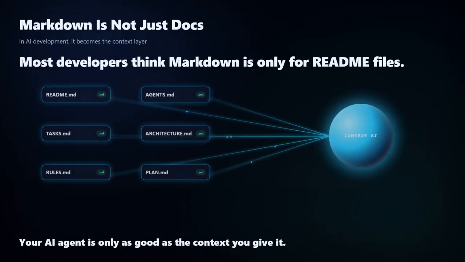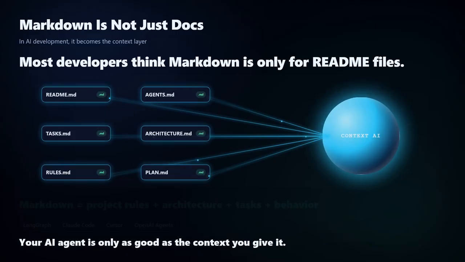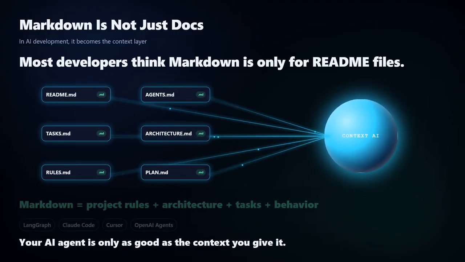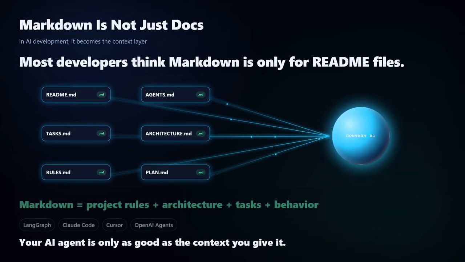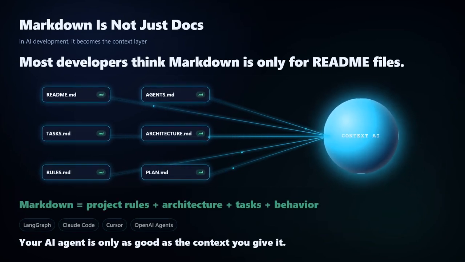In this era of AI agents, Markdown is becoming one of the most important file formats in software development, and not because it is complicated. Actually, it is quite the opposite. Markdown matters because it is simple, readable, structured, editable, and easy for both humans and AI systems to understand.